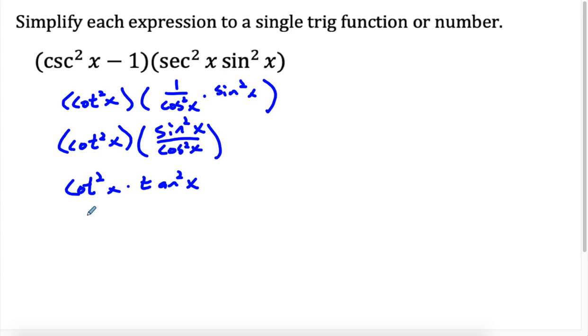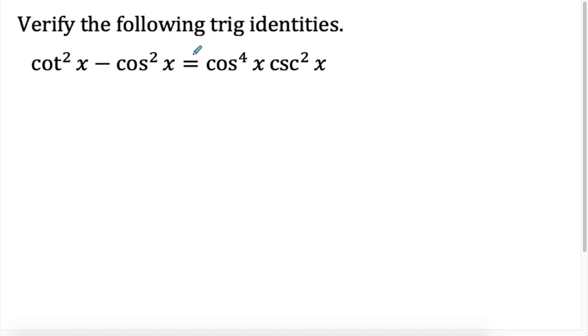And then I know that cotangent squared is the same as 1 over tangent squared. These cancel out then, since there's 1 in the denominator, 1 in the numerator, and I just get 1. So this whole big mess at the beginning just ended up equaling 1. All right? Now let's verify a few identities.